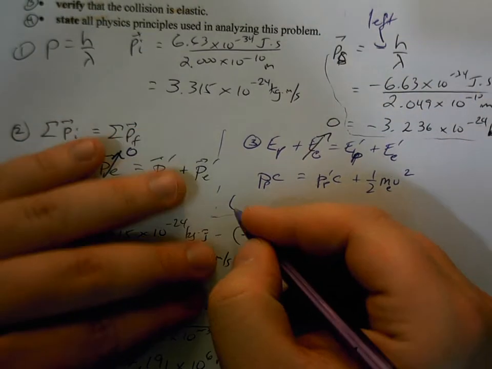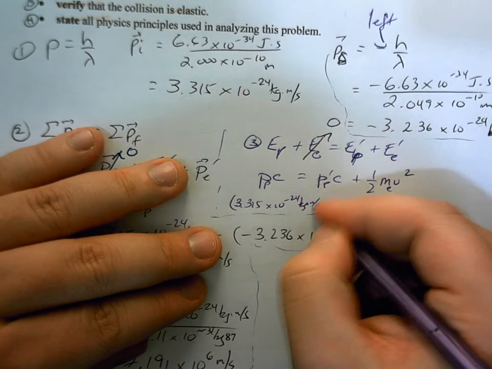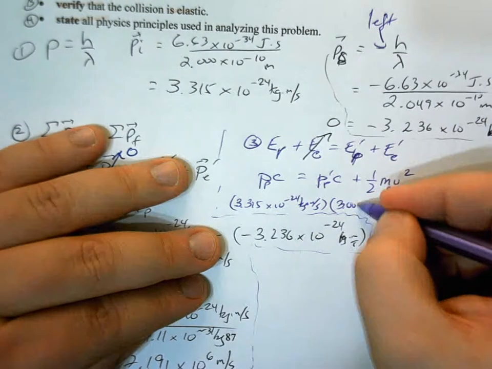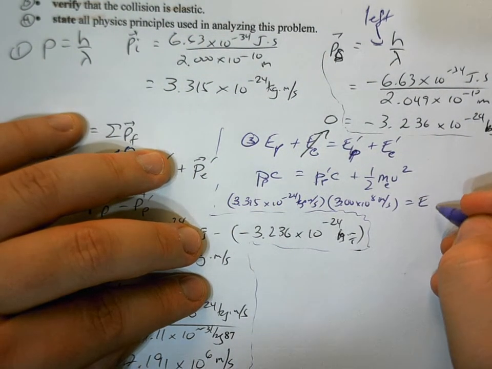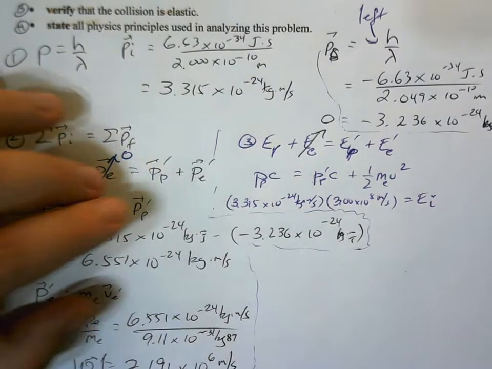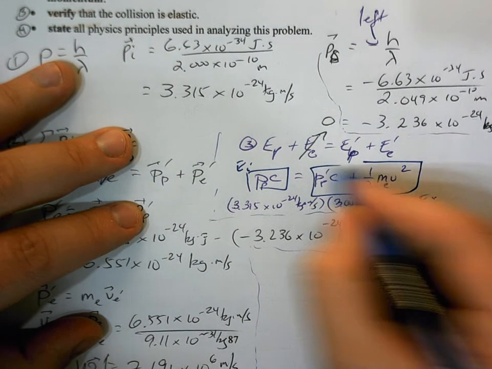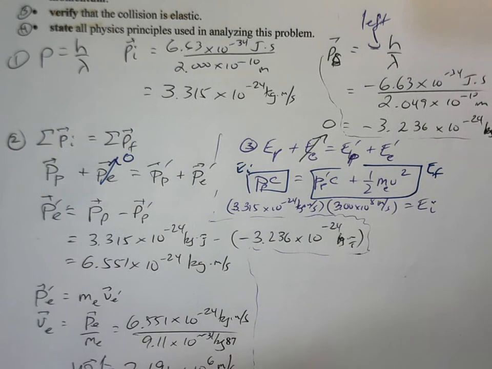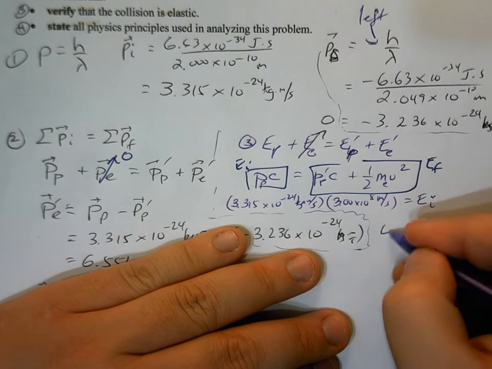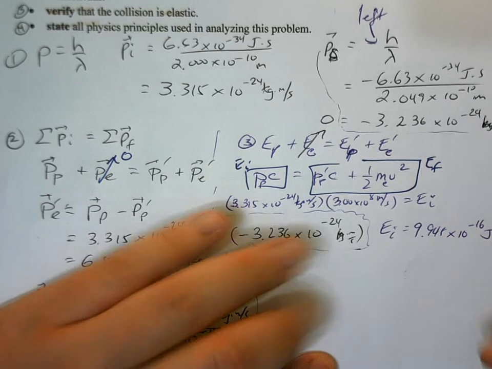So before the collision, we have this momentum, and we're going to multiply that by 3 times 10 to the 8 meters per second. So this is going to be my E. I'm going to call this E initial and this E final, just to make life easier. So if I calculate my initial energy, it's about 9.945 times 10 to the minus 16 joules.